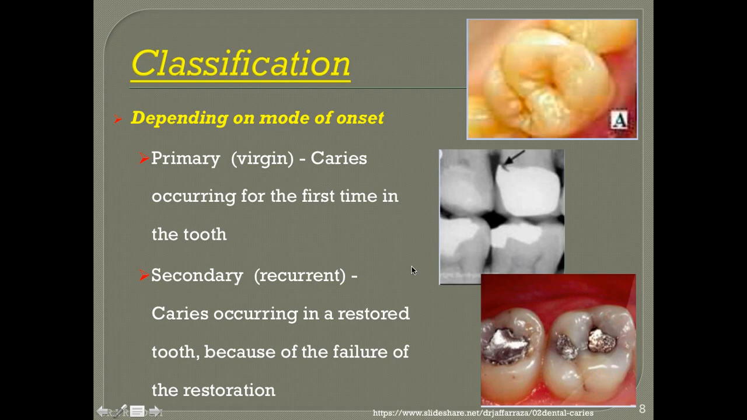Then depending upon the mode of onset, you have primary, also called virgin caries, wherein caries occurs for the first time, as you can see in the topmost picture. And then you have the secondary or recurrent caries, wherein caries occurs in an already restored tooth because of failure of restoration. It may occur at the margins of the restoration, as you can see in this photograph, or in this radiograph you can see there is a black radiolucent area below the crown of the filling. So that is called a recurrent caries.